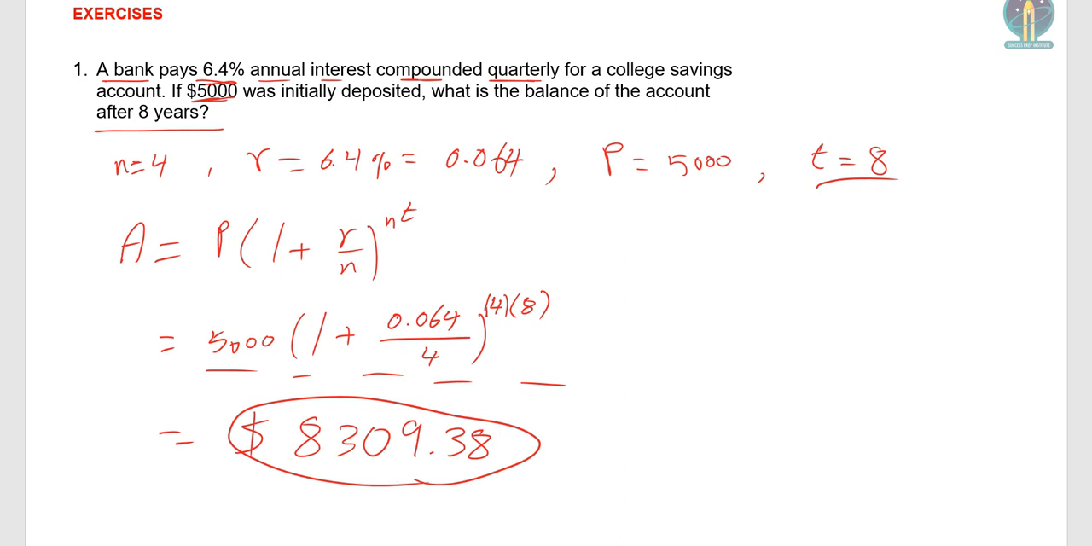So if somebody invested $5,000 initially in this bank at this rate, compounded quarterly, then 8 years later they would have this much money. From $5,000 to $8,309.38. Okay, hopefully this was clear.